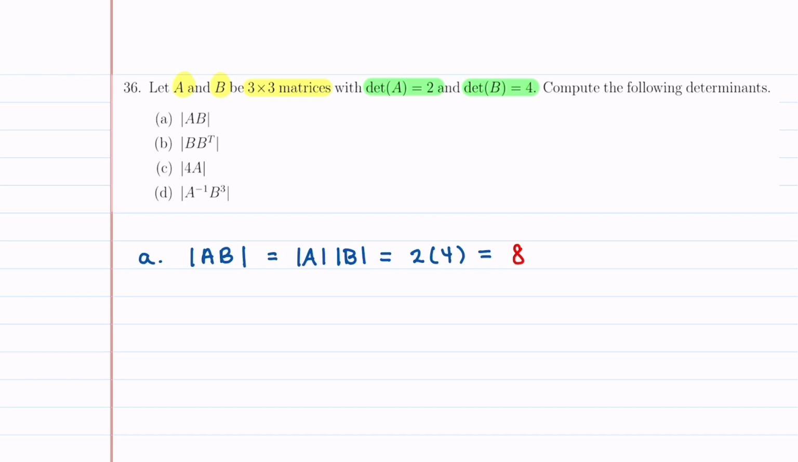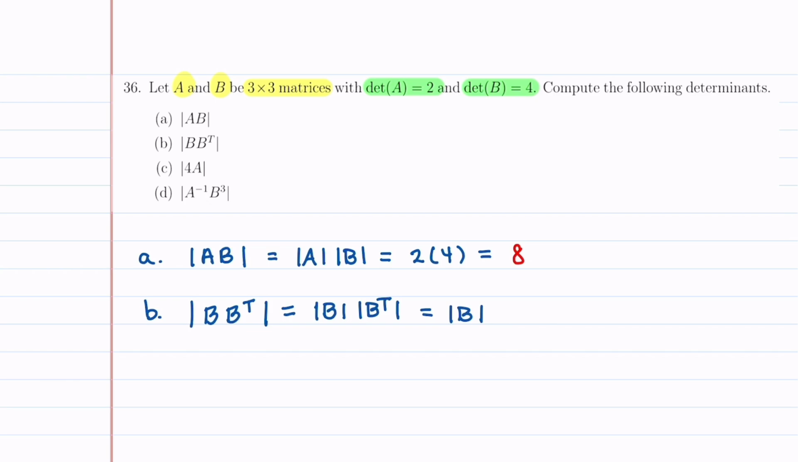Now let's look at part B. We're going to find the determinant of B times B transpose. This is also a product, so we're going to split it up. This becomes the determinant of B times the determinant of B transpose.